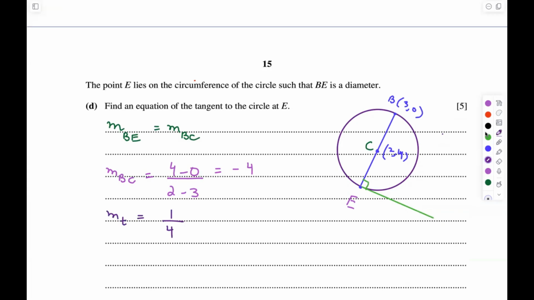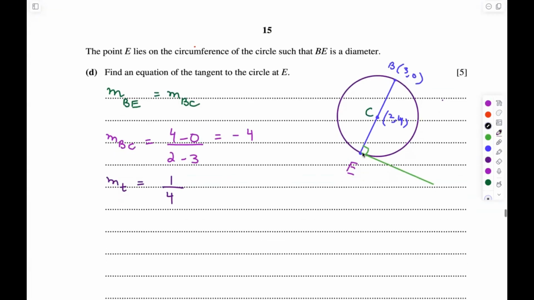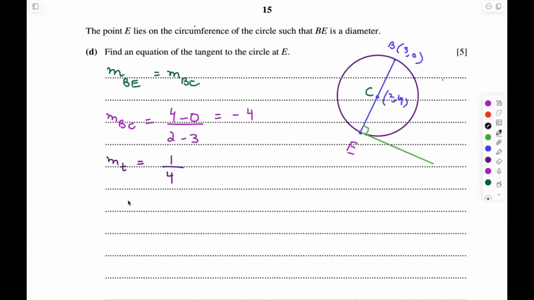Once we have the gradient, now to find a point on the line, as C is the midpoint, we can apply the midpoint formula to find the coordinates of E. So the midpoint is 2, 4. The formula for midpoint is x1 plus x2. So let's write the coordinates as x and y. So this will become x plus 3 upon 2, y plus 0 upon 2.